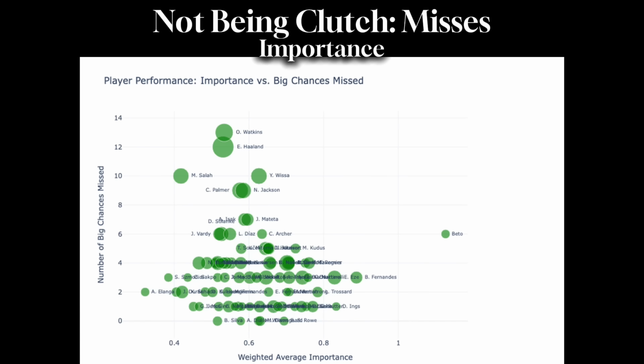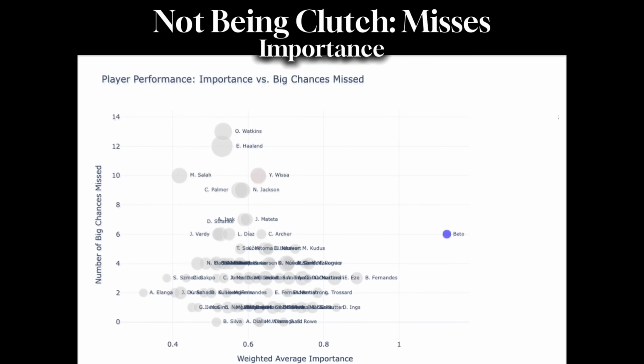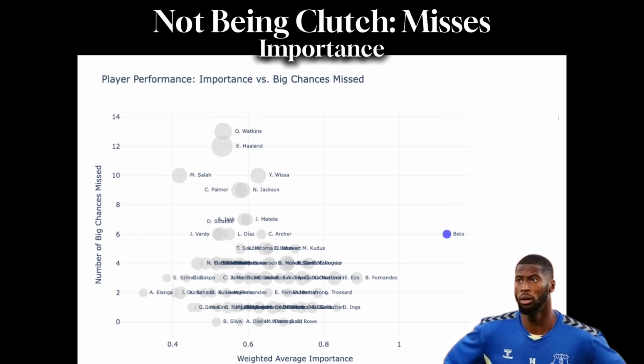Among players who had at least 6 missed chances, Yoane Wissa's skewed as being the most important on average within the game. And we have our first outlier in Everton striker Beto. He missed 6 big chances this season, and all of them were extremely important to the match outcome.